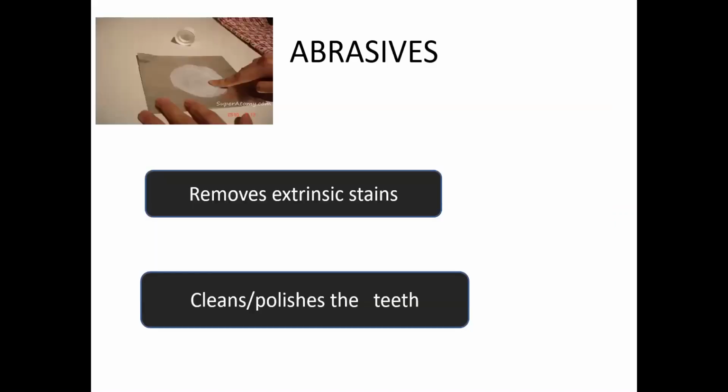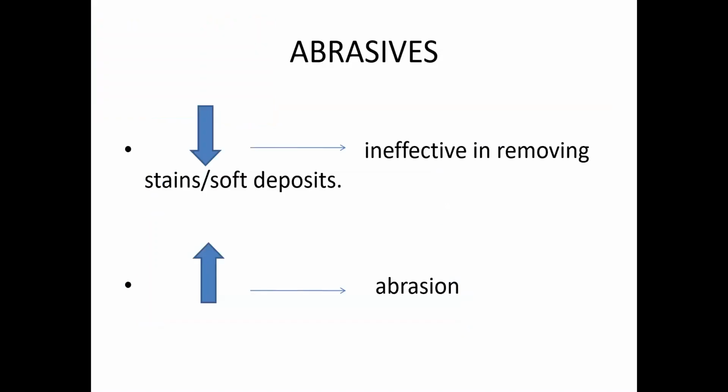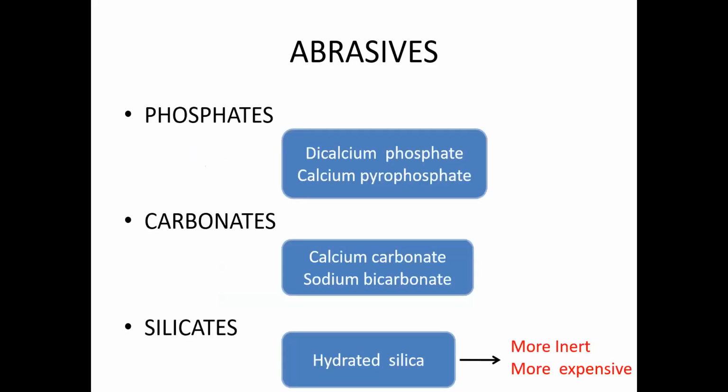And if you look at the composition of dentifrice, abrasives form the bulk of the composition. Say, for example, 40% of a toothpaste is comprised of abrasives. It's very important, and it cleans and polishes the tooth. And also it removes extrinsic stains. If in a toothpaste the abrasive content is less, then it is ineffective in removing the stains or soft deposits. If the abrasive content is more, then it may lead to abrasion of the teeth.